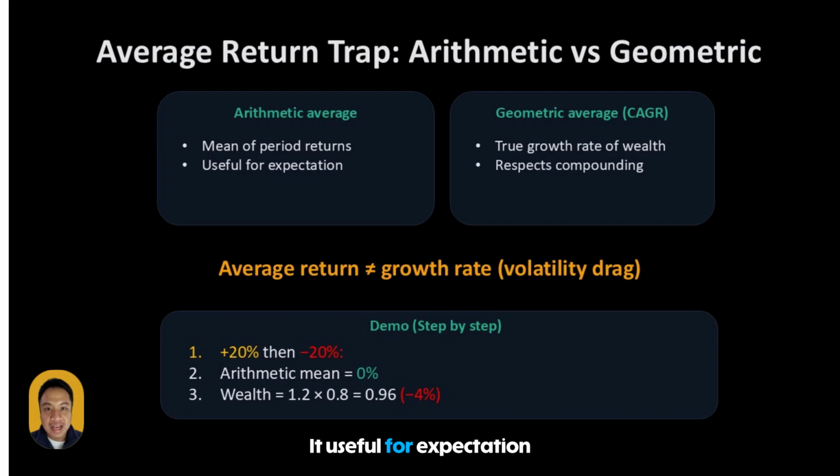It's useful for expectation under certain assumptions. Second is geometric average, CAGR, or average growth rate of wealth. This is what investors actually experience. Why do they differ? Compounding plus volatility drag. A rough intuition: even if expected return is positive, volatility lowers compound growth because losses compound harder than gains.